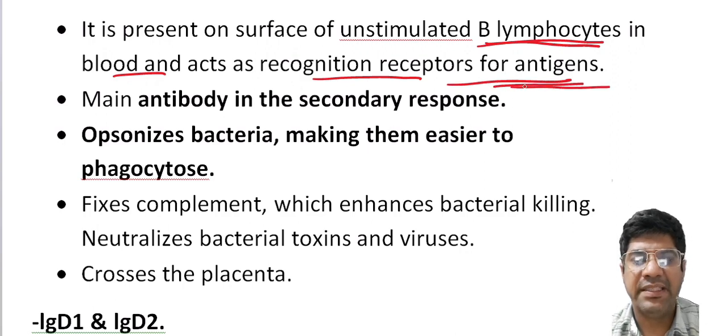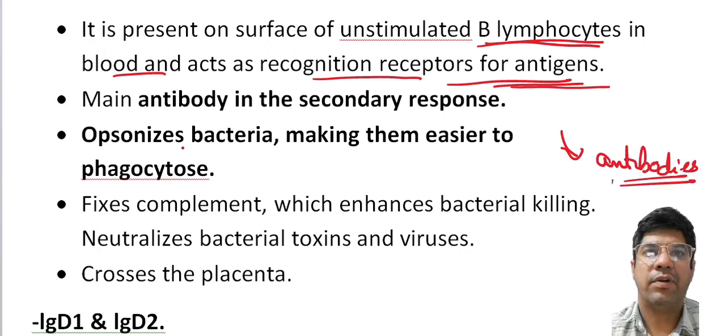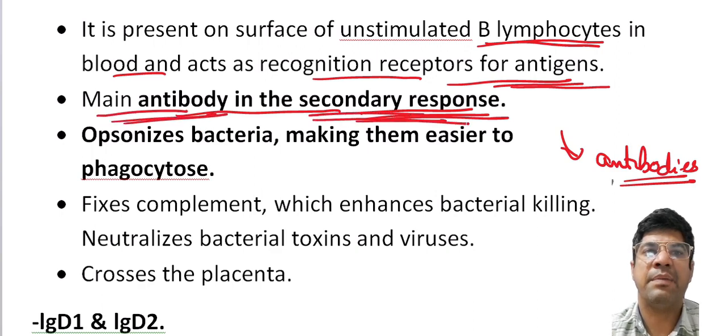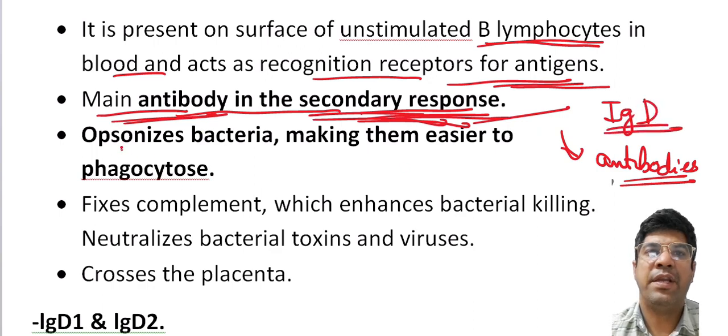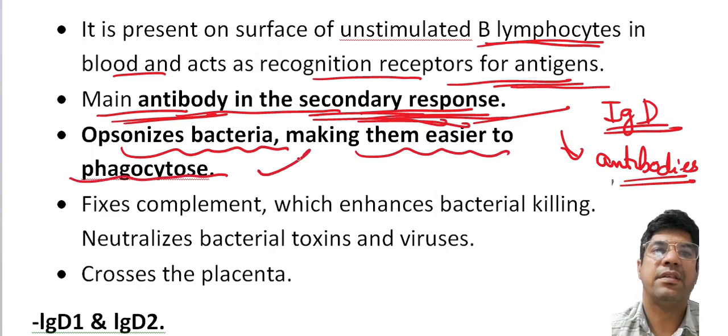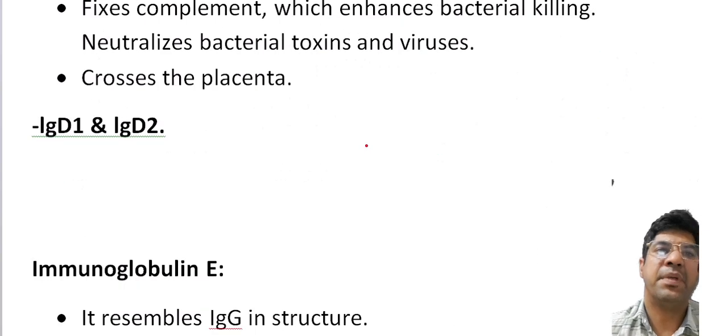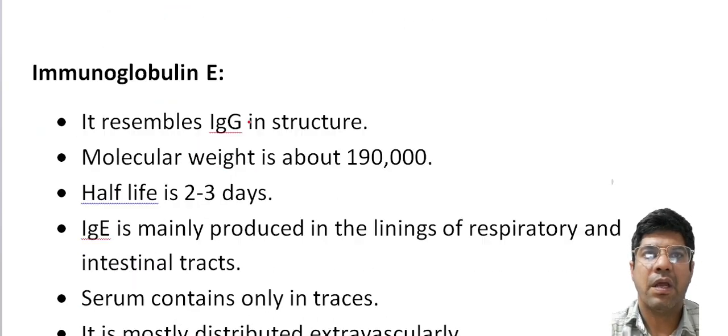The binding of antigen to the cell membrane bound IgD activates the B cells, leading to their cloning and production of antibodies. So its main action is in the secondary response. So the main antibody in the secondary response is, remember, IgD. It plays a role in opsonization of bacteria, making them easier to phagocytize. It crosses the placenta. It is of two types, IgD1 and IgD2.